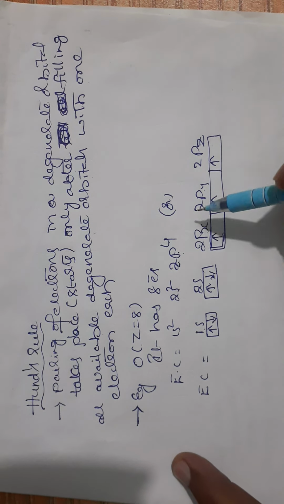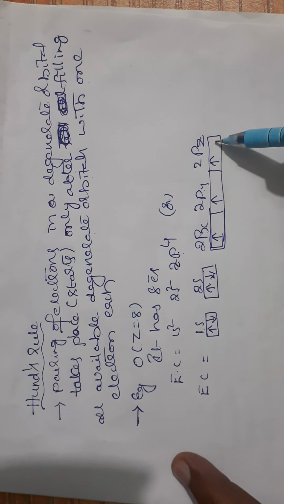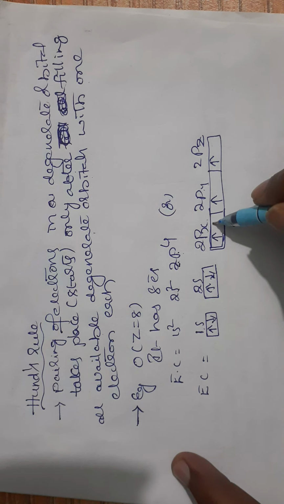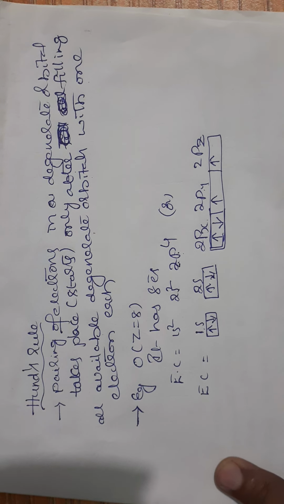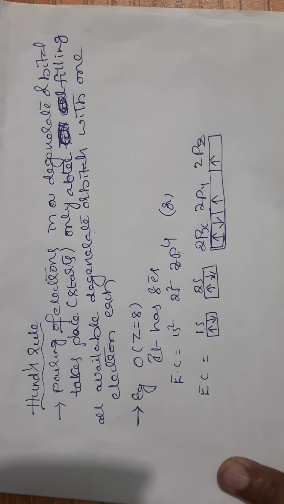So 1 more electron remains. Out of 4, 3 are completed, students, and 1 is there. Then pairing will be started. Like that, we can write the electron configuration for degenerate orbitals, students. That's all. This is an important topic.